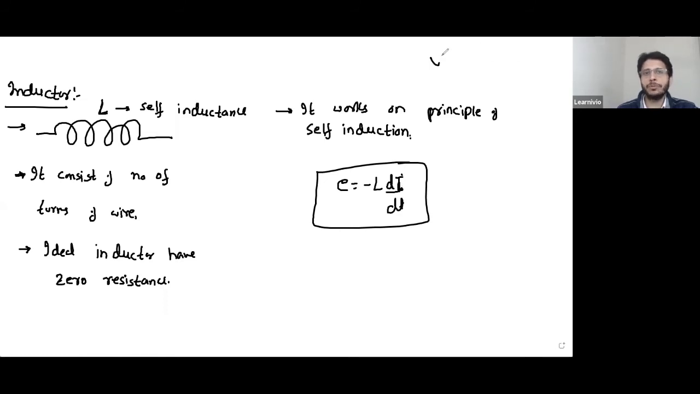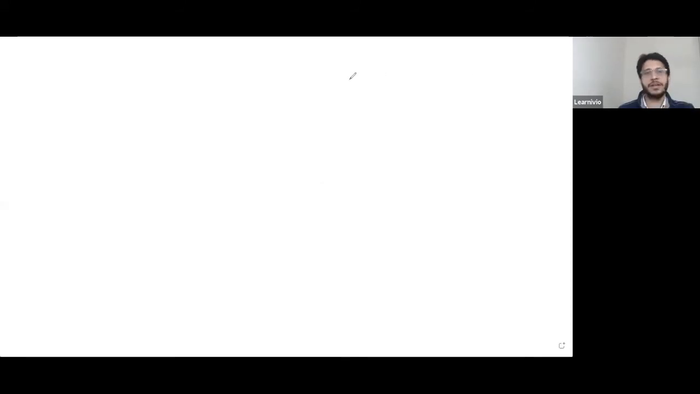The way we use Ohm's law for a resistor, and we use this relation for a capacitor, we use this equation for an inductor: minus L di over dt. Energy stored in inductor.